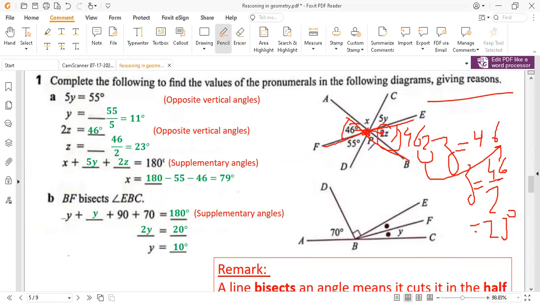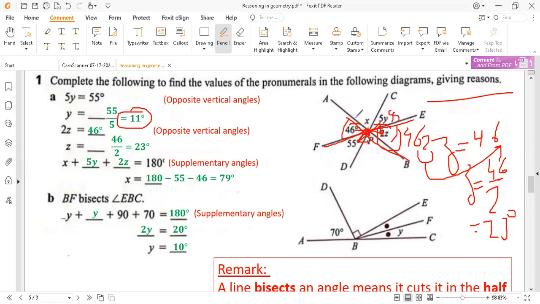Moving to find another value, for example, we have 5y equals 55. Why? Because also we have opposite vertical angles here. In the same way, we find y equals 11 degrees. So 5y equals 55.